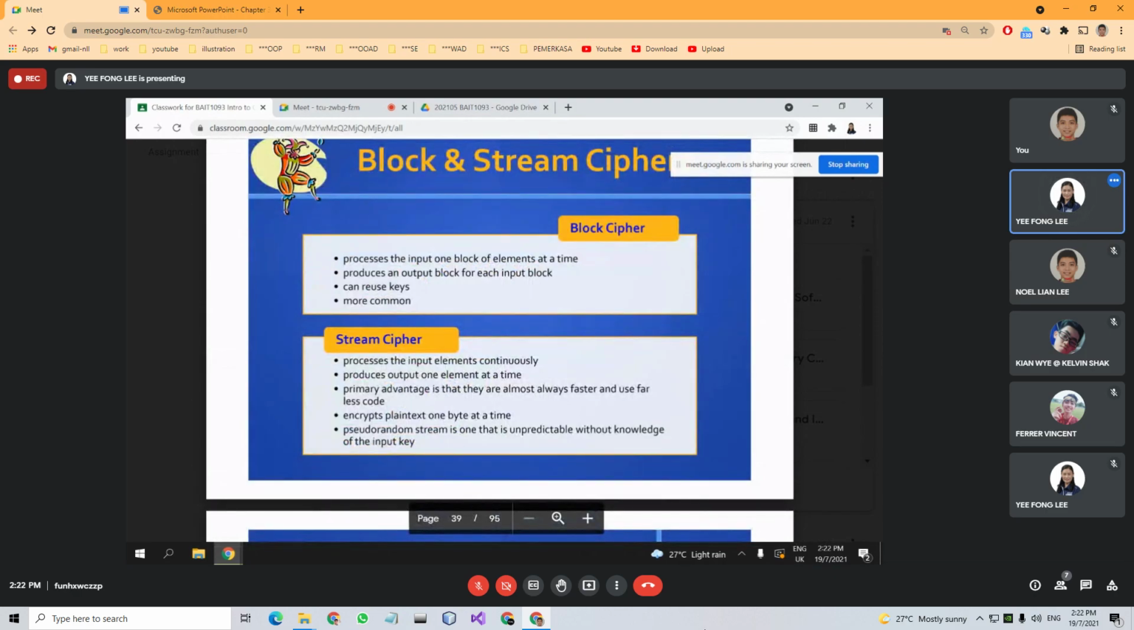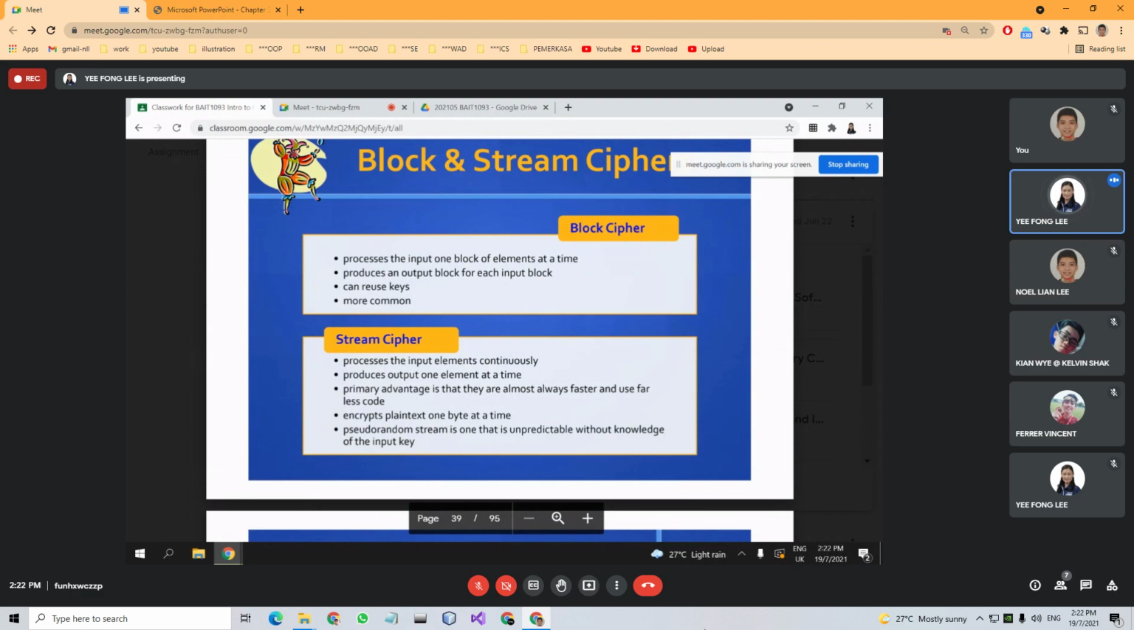So let's look at some revision. Just now we learned about block cipher and stream cipher. So again and again we discuss, a block cipher processes the input one block of elements at a time.